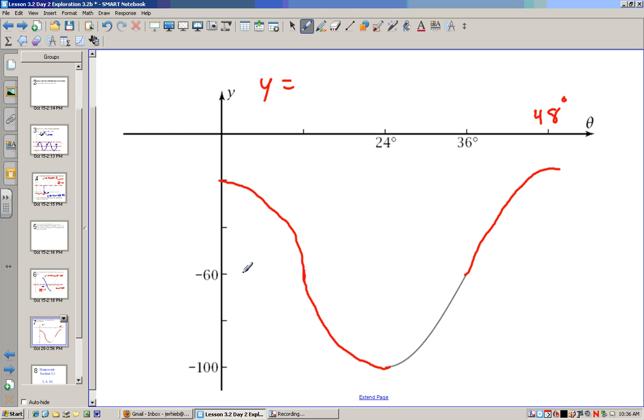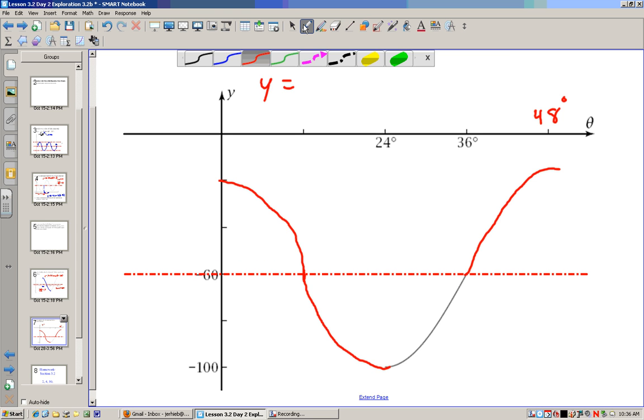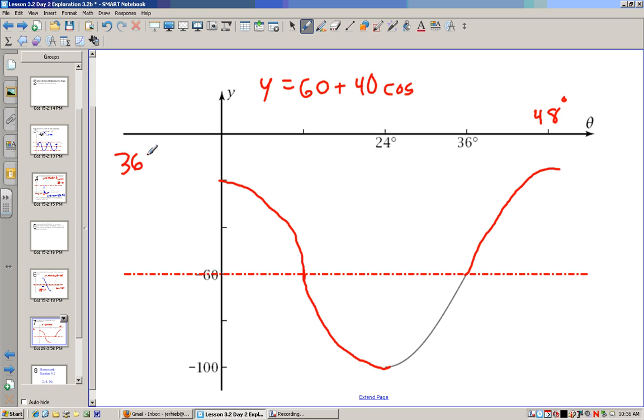So y equals the center, or the sinusoidal axis, is at 60. So y equals 60 plus, it looks like we're going down 40 and up 40. So the amplitude is 40. Let's use cosine.